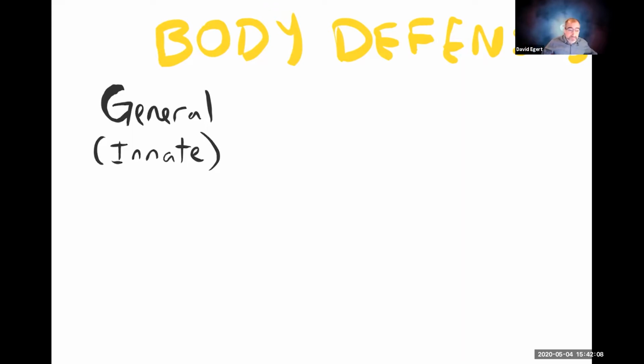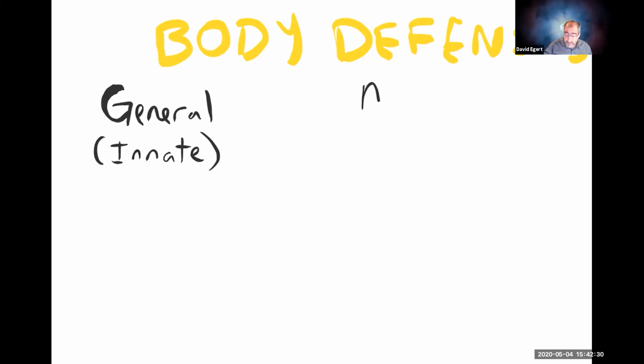In the analogy, general defenses would be like locking your door so people can't get in, or putting a fence around the property, or putting a moat around your castle with alligators. It doesn't matter who's trying to come in, it's just kind of keeping it out.